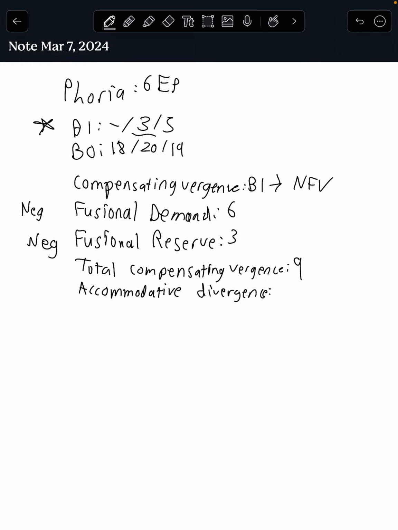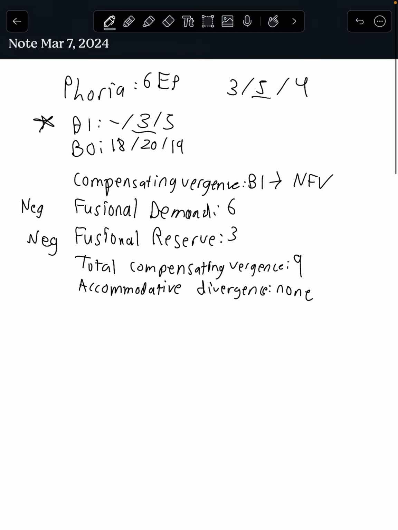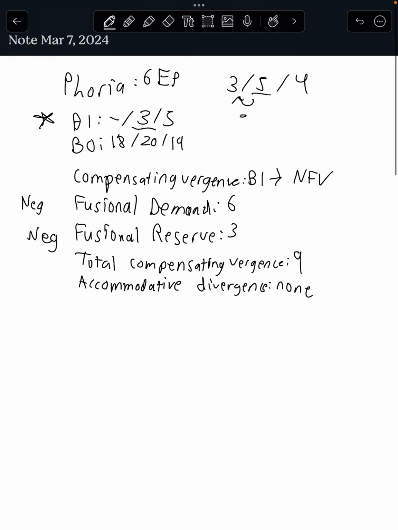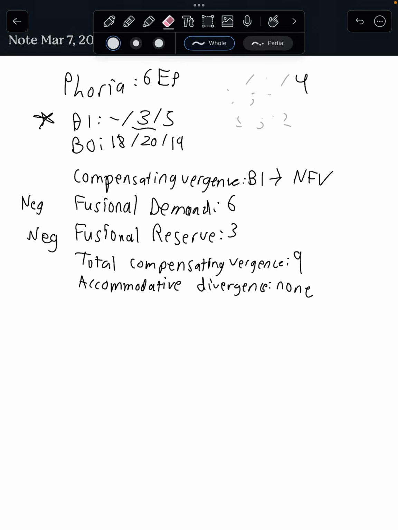Okay, and then it's asking for the accommodative divergence. In this case, the divergence, which is base in, has only 2 numbers. So there is no accommodative component, so there's none. Hypothetically, if it was something like 3, 5, 4, we would take the second number and subtract it from the first number, so 5 minus 3, and it would be 2. But that's not the case here.